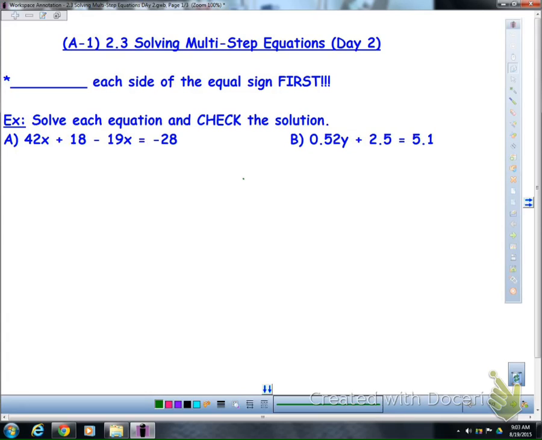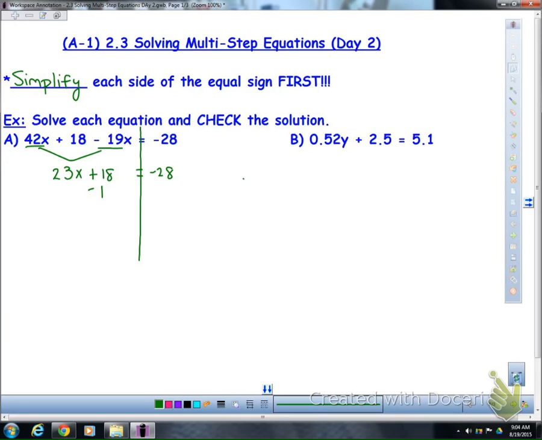Alright, yesterday, remember, we came up with a rule that said that before we did anything, we had to simplify both sides of the equal sign first. So if we look at example A down here, we have like terms that we can combine. Our like terms for example A are 42x and minus 19x. So we need to take 42 minus 19 and we get 23x. Bring down the plus 18 equals negative 28. Now we have a typical two-step equation that we can solve.